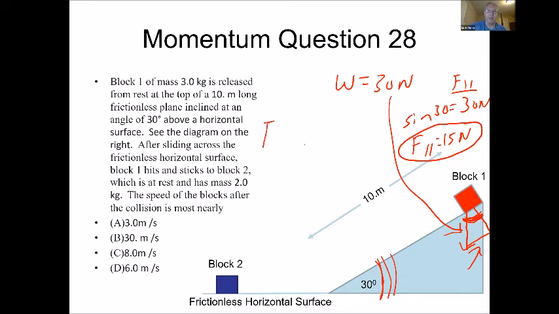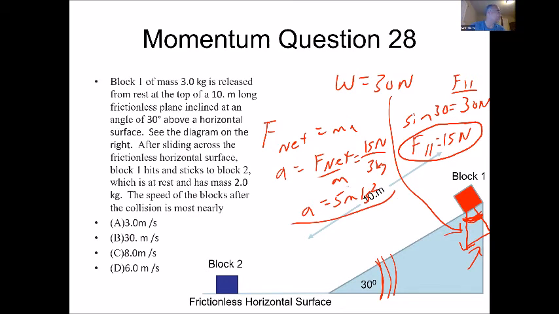So we got F net equals MA. A equals F net over M. So our net force is 15. Our mass is 3 kilograms. We're going to end up with an acceleration of 5 meters per second squared down that plane.